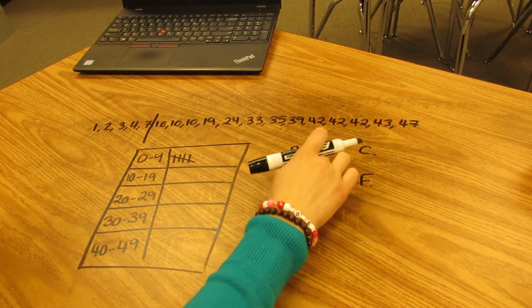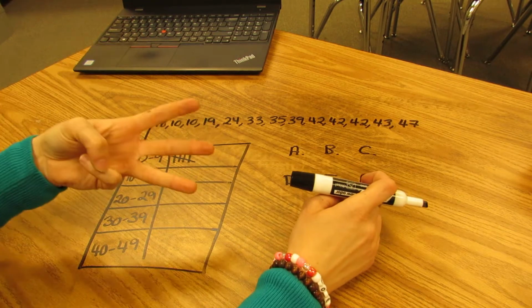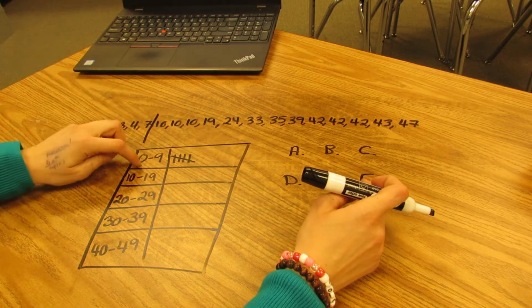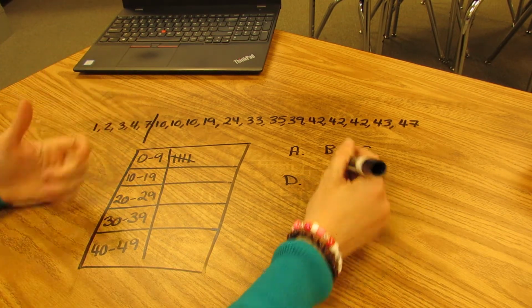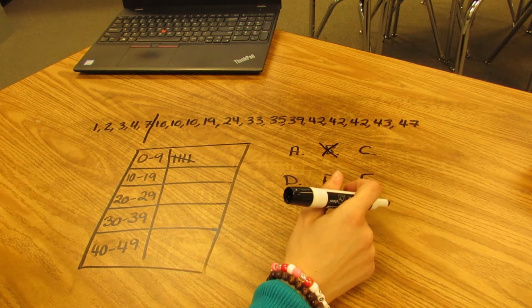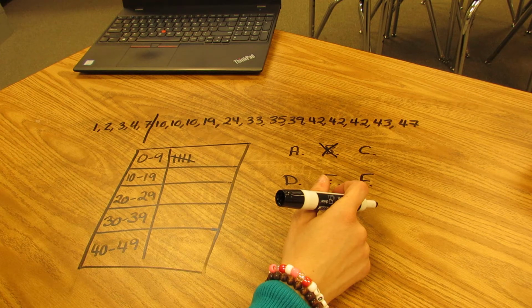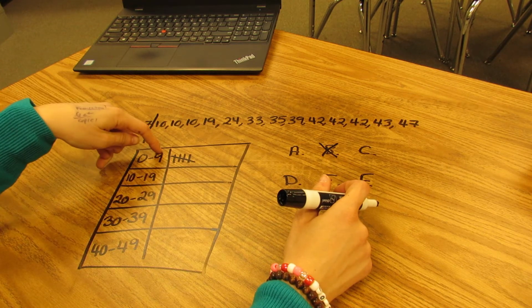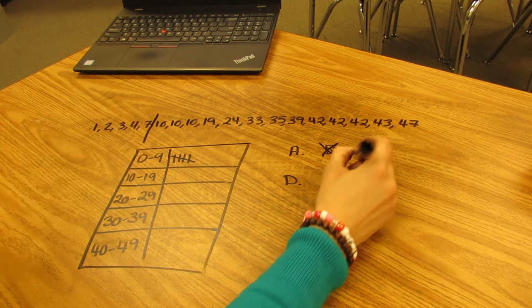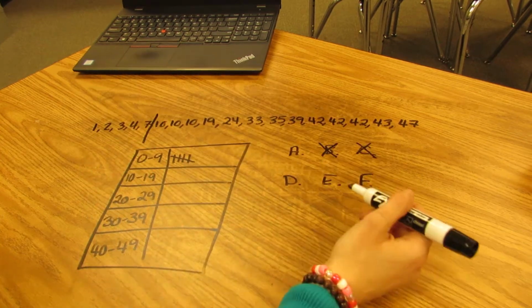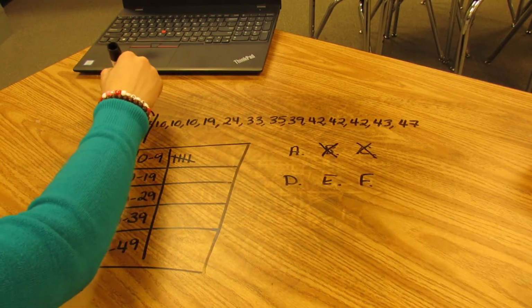Okay, choice B says that there are only 3 numbers that occur in that first interval, and that's not true. We said we had 5, so B cannot be our choice. All right, C is saying the same thing, you guys. C is saying that the frequency from 0 to 9 is only 3, and that's false. We see that there are 5 numbers here, okay?